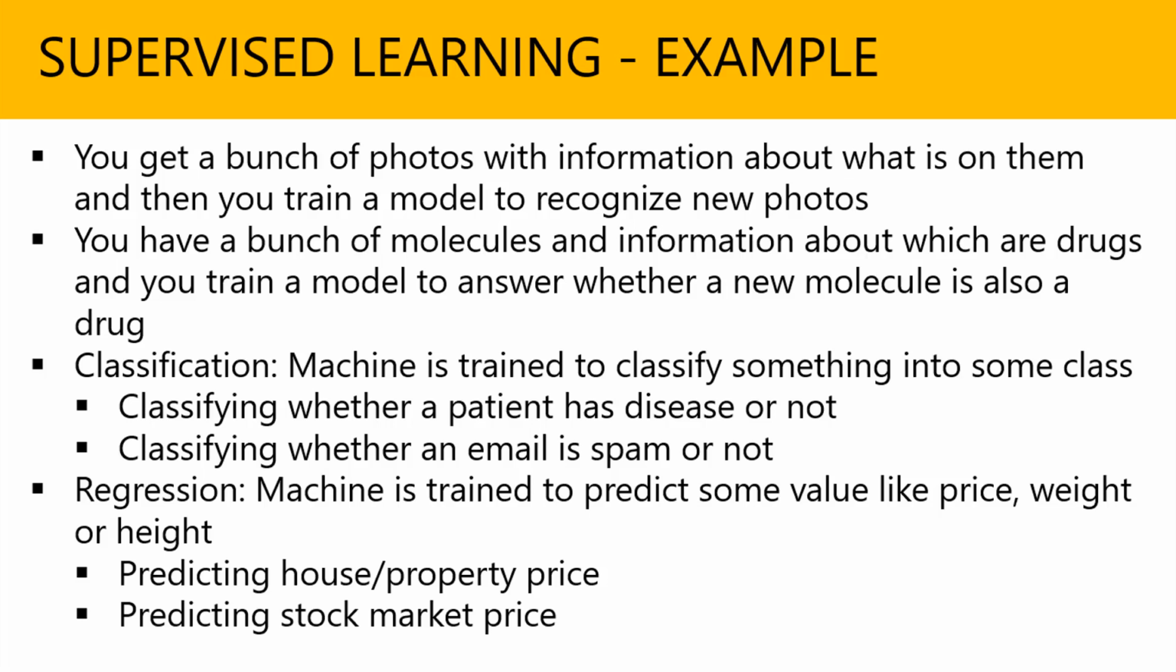If you use a classification methodology or algorithm, the machine is trained to classify something into some class, okay? So it's going to say whether a patient has a disease or does not have a disease, or whether an email is spam or not spam, right? So a simple classifier: yes or no, true or false. You can also implement regression, where a machine is trained to predict some value like price, weight, or height, such as predicting property prices or predicting stock market prices. There you go. I'll just give you a tip, right?